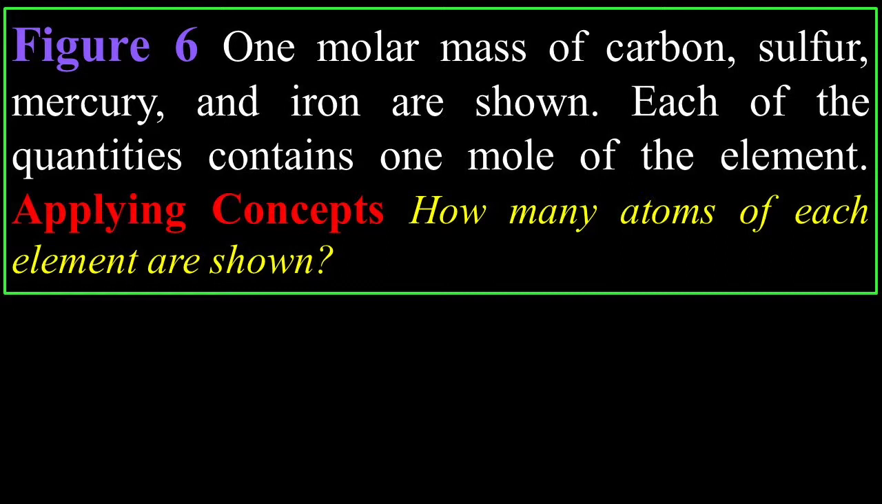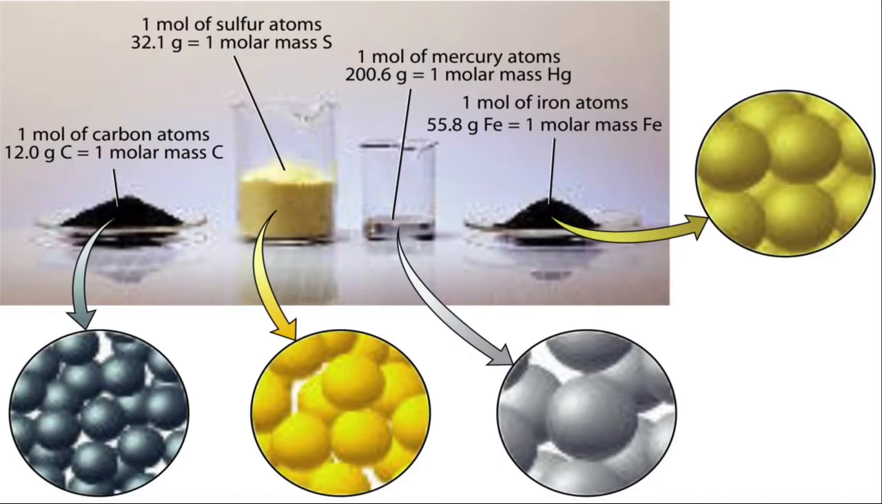How many atoms of each element are shown? Well, if it's 1 mole, it's 6.02 times 10 to the 23rd. 1 mole of particles contains 6.02 times 10 to the 23rd representative particles. That's what a mole means. It's a number. It's a count.